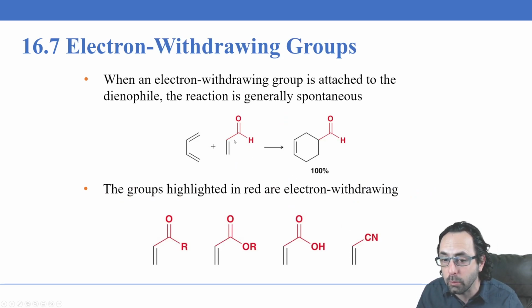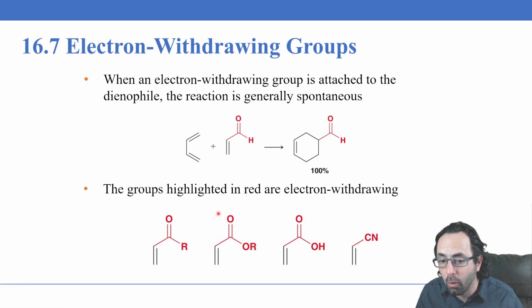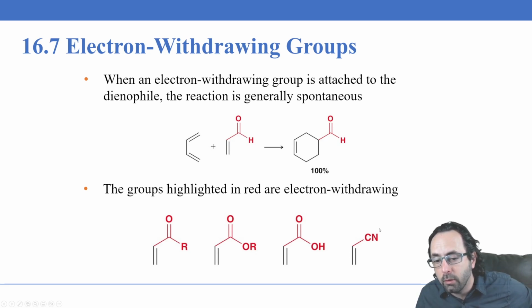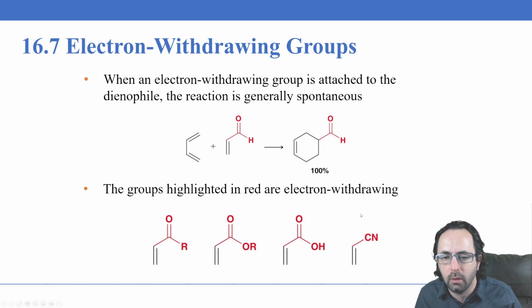However, if we attach a very electron withdrawing group, with this very electronegative oxygen in this carbonyl, this will lead to 100% of the reactants being turned into the products, or very nearly 100%. So good electron withdrawing groups include ketones, or esters, or carboxylic acids, or the cyanide. Each of these will be good electron withdrawing groups. There are others too, maybe a halogen, but anything that pulls electrons. And so these carbonyls are very good.